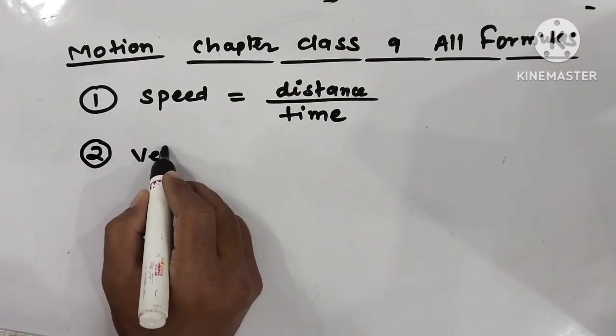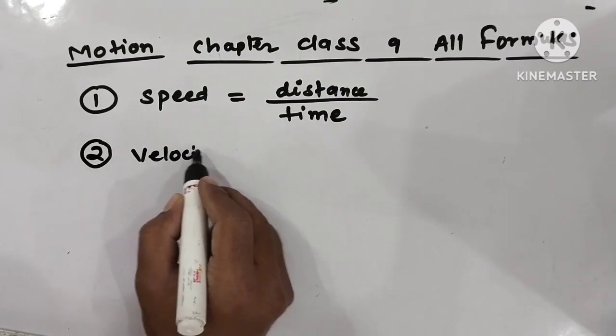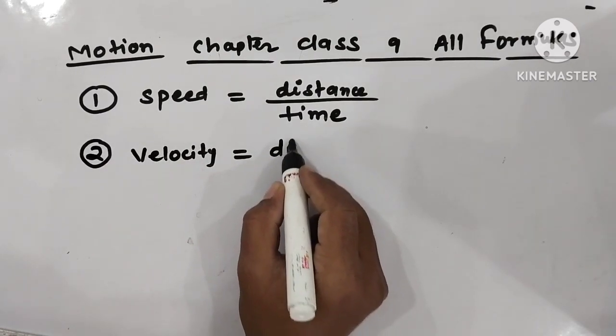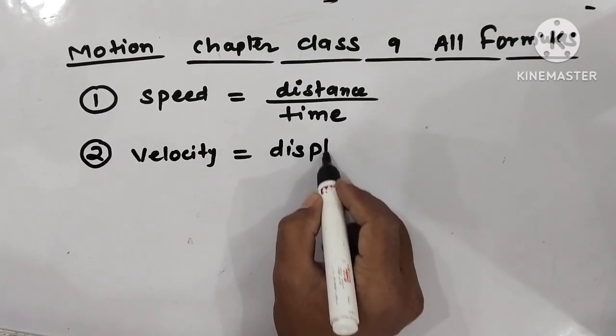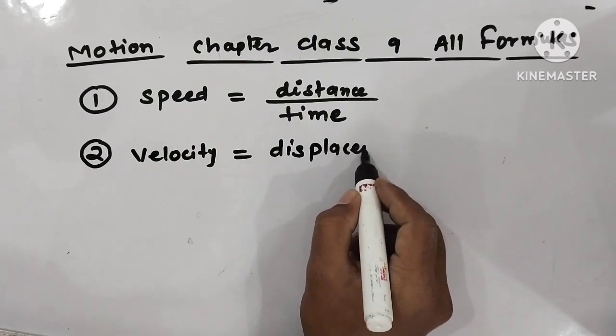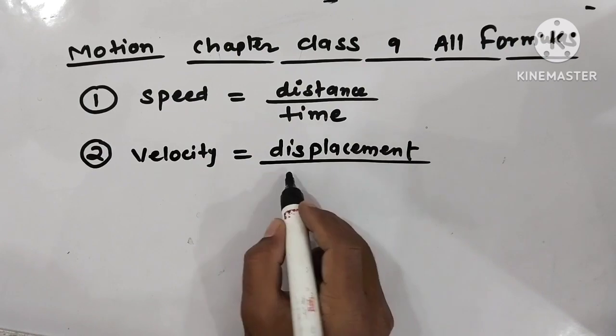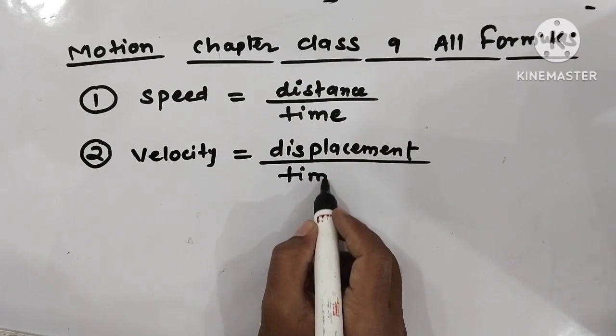Formula number 2, velocity is equal to displacement by time.